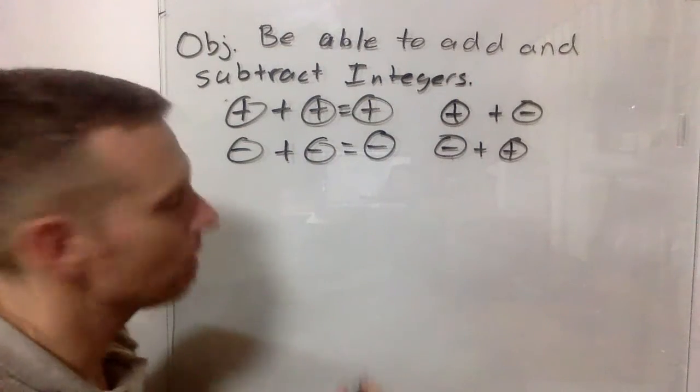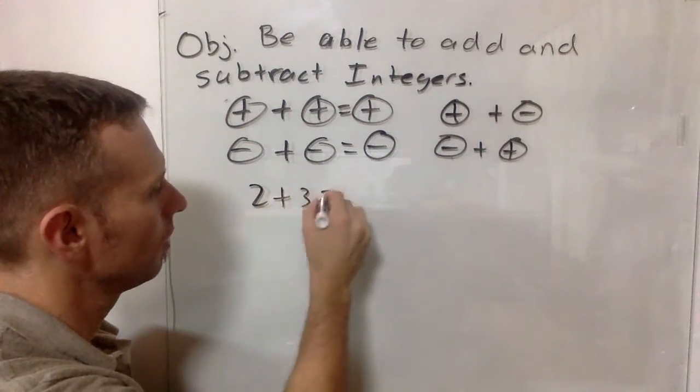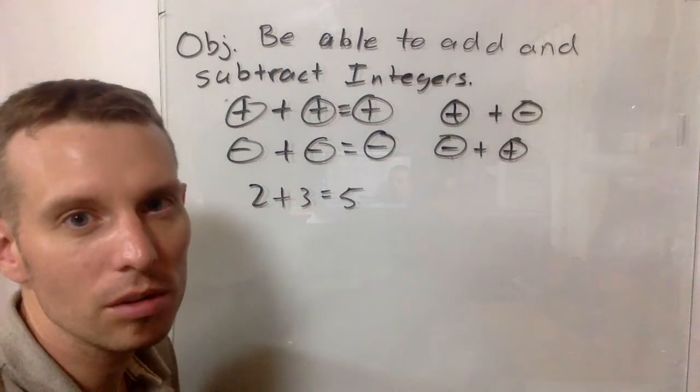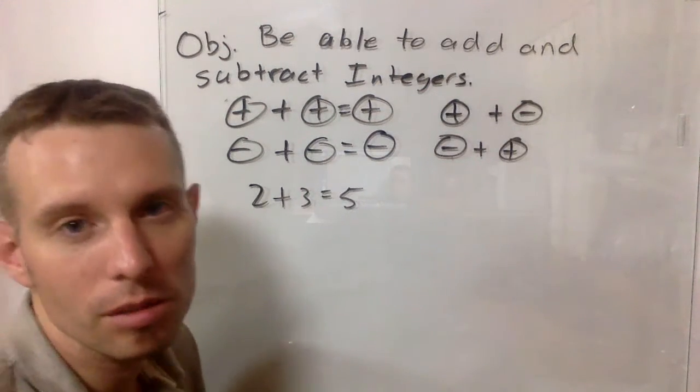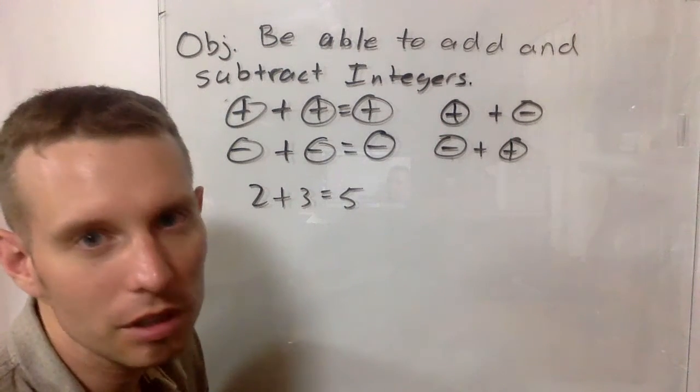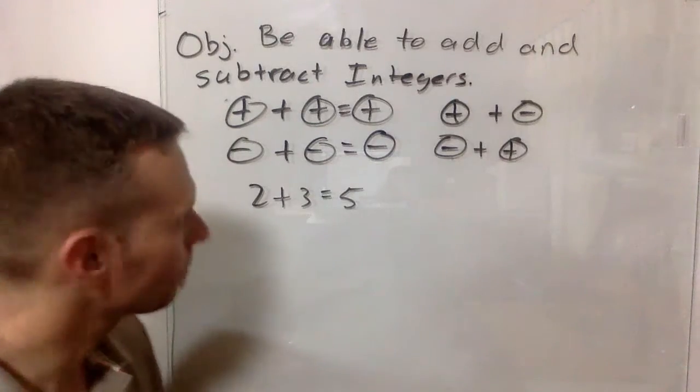Positive plus a positive, positive 2 plus positive 3 equals positive 5, cut and dry. Positive 6 plus positive 8 equals positive 14. Okay, you know those already probably.